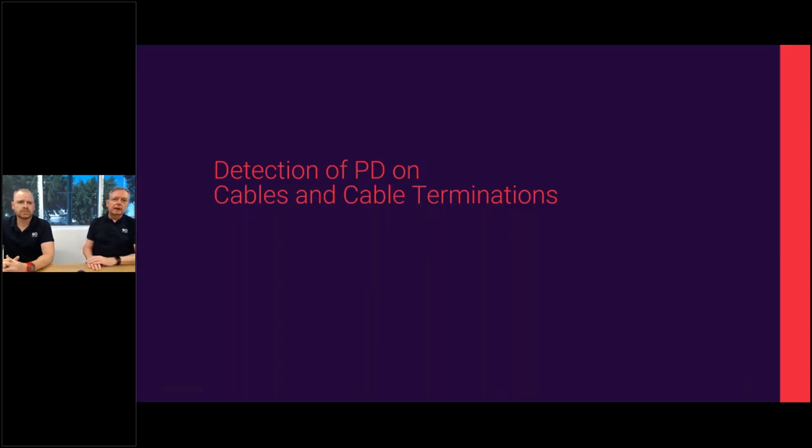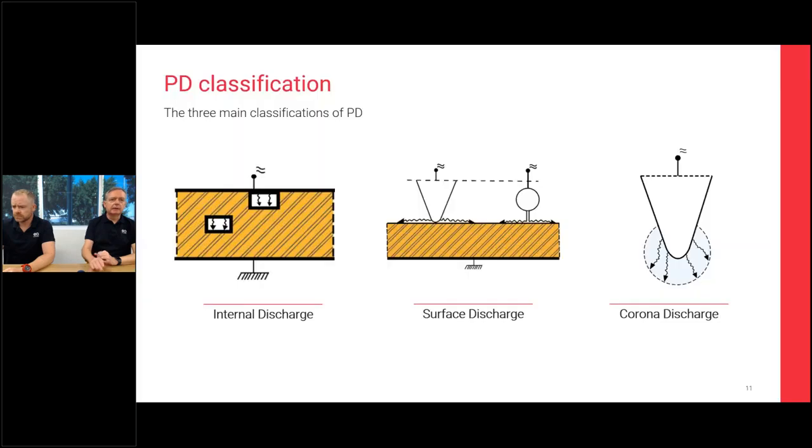So let's quickly look at detection on the cables and the cable terminations, starting with the terminations in this particular case. Now, a quick recap on the different types of PD. We have three main types of partial discharge: stuff that happens deep inside the solid insulation, so internal discharge; stuff that happens across the surface of insulation, surface discharge; and corona discharge, which is from sharp points into a gas. When we're talking about cable terminations, the only two we're significantly interested in are internal discharge and surface discharge at the termination point.